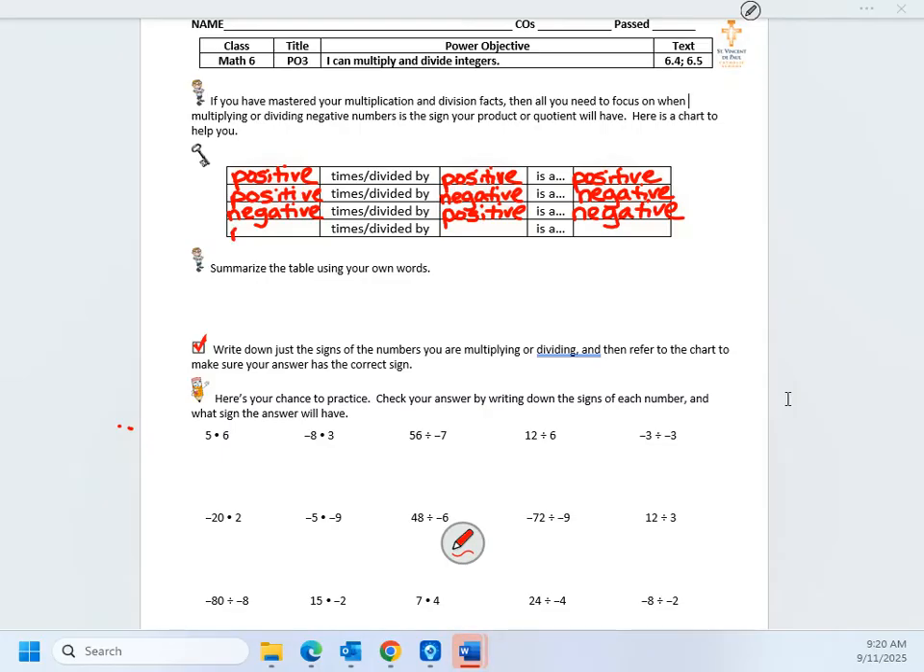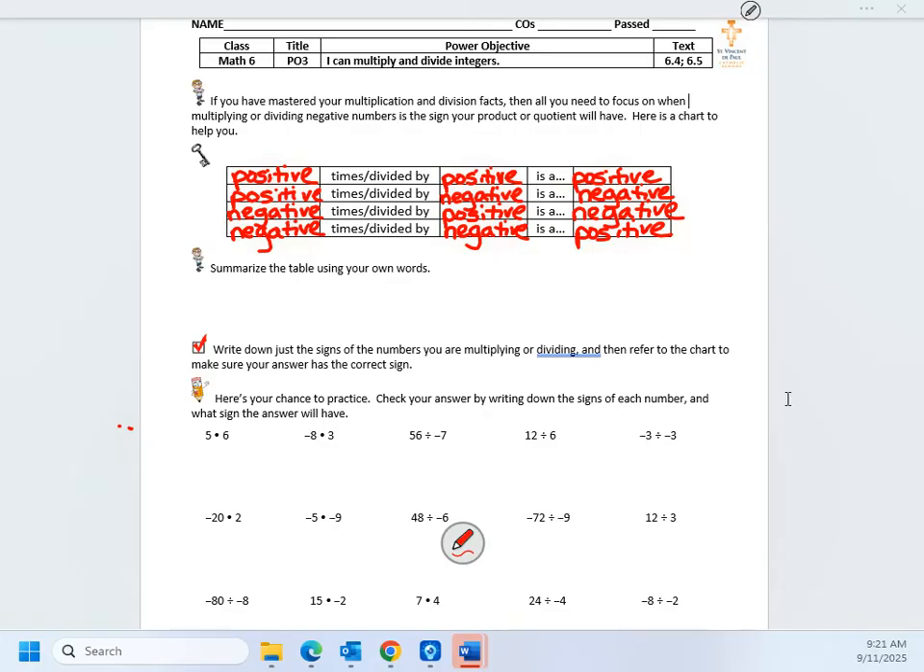If we multiply a negative by a negative, they are the same. Positive and a positive, our answer was positive. Negative and negative, they're the same sign. So our answer is going to be positive. So if your signs are the same, positive, positive, negative, negative, your answer will be positive. If your signs are different, positive times a negative, negative times a positive, your answer will be negative.